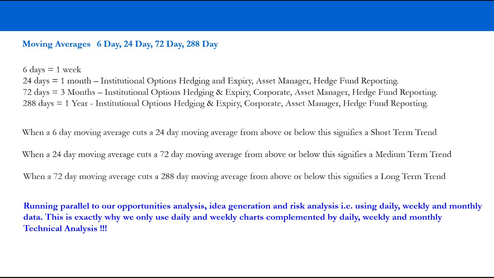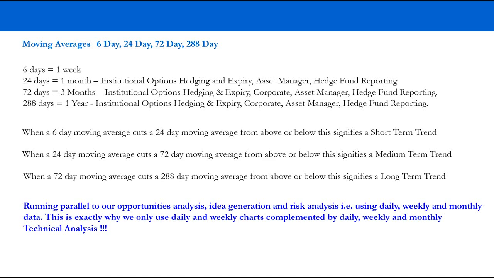72 days, as in 1 quarter, 3 months of the financial year. 72 trading days is therefore important to us because it's a quarterly reporting period. We have institutional options hedging and expiry, and we have corporate reporting. So we have companies reporting earnings, and they're very active in the Forex markets with hedging. And we have quarterly and monthly asset manager hedge fund reporting. So 3 months is important to us, 72 trading days in Forex.